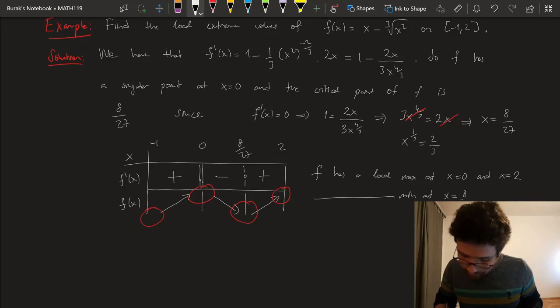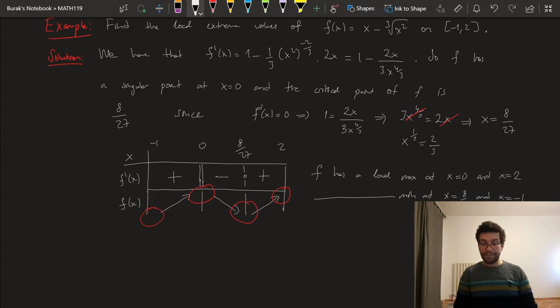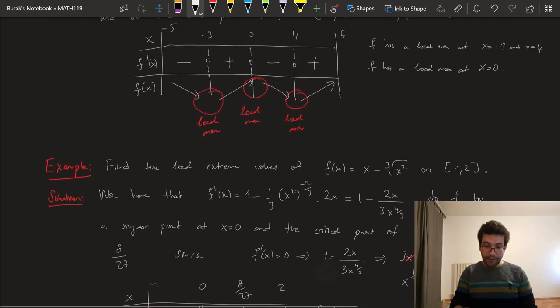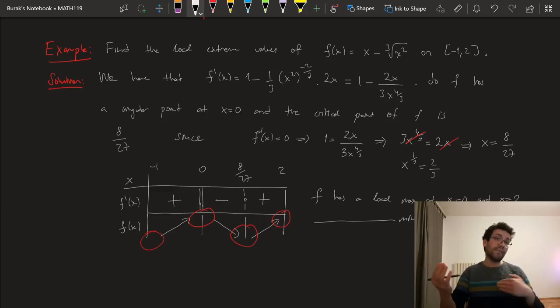So I have two local minimums at these points. Okay, so these are the local extreme values. And if you want, I can figure out the absolute maximum and absolute minimum as well. How? Well, plug these in. Plug -1, 0, 8 over 27, 2. The biggest one will be the absolute maximum. The smallest one will give you the absolute minimum. Okay? But I'm not asked that in this question.